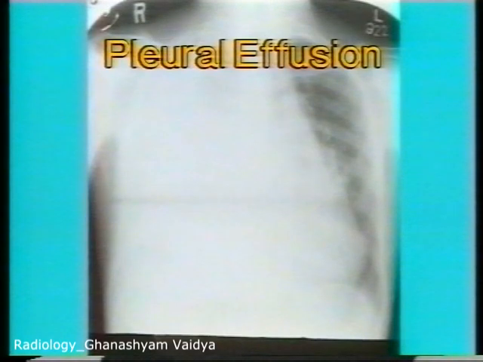This now is a very massive effusion with complete opacity of the right side and shift of mediastinum to the opposite side. Note the shift of the heart to the left side. When the opacity is complete and concave upper border is not seen, then shift of mediastinum to the opposite side is very suggestive of a pleural effusion.